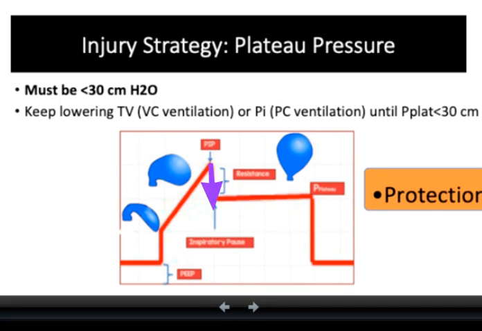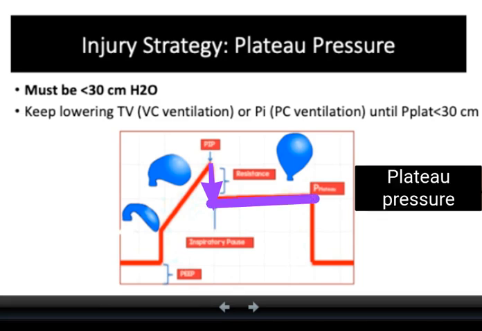As the airflow ceases and you apply an inspiratory hold without any airflow, pressure within the respiratory system equilibrates and becomes a plateau pressure because now there's no resistance that needs to be overcome. Plateau pressure depends on the lung and chest wall compliance.